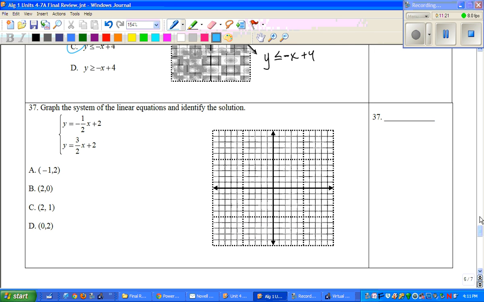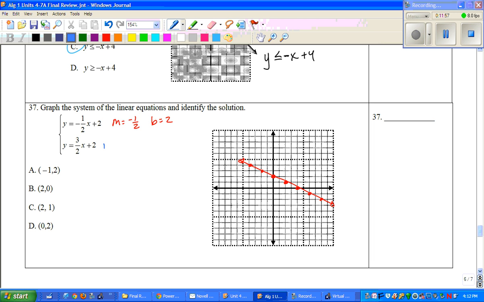Number 37 says graph the linear system and identify the solution. So you know the slope is negative 1/2, and we start at 2. So there's 2, down 1, over 2, down 1, over 2. I'm just going to put a bunch of dots out there, and then draw your line.